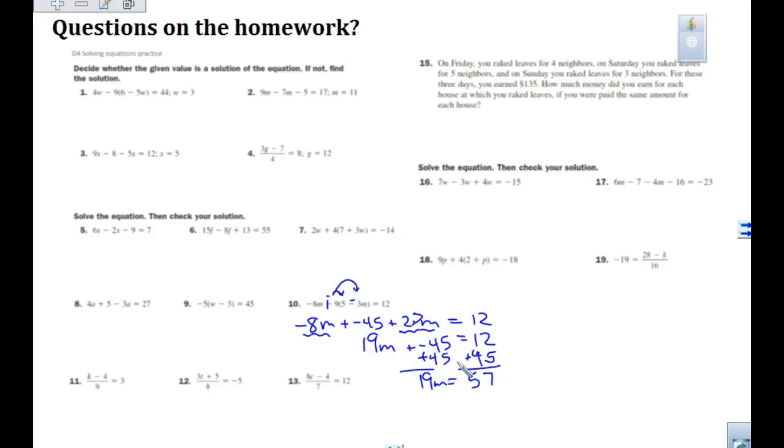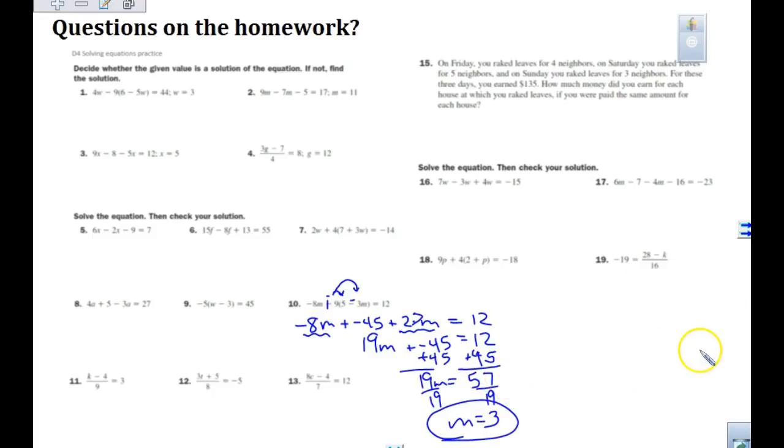And as we do that division, it actually comes out as a pretty nice number, because 57 divided by 19 is 3. And if you go back and plug that in, it does work. So make sure you have that work.